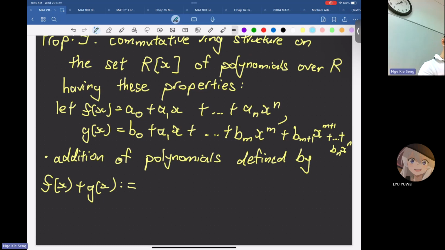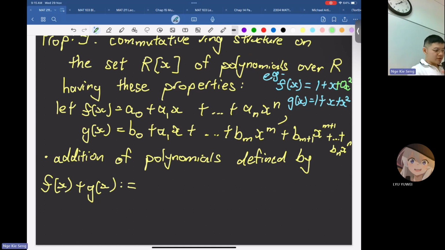So for example, you should imagine this. Let's say I have f(x) equals 1 plus x, and g(x) equals 1 plus x squared. How do I make them have the same degree? I cannot say same degree, but we can compare up to the same monomial. I just add a 0x squared to f. Okay, then we can compare the coefficients.